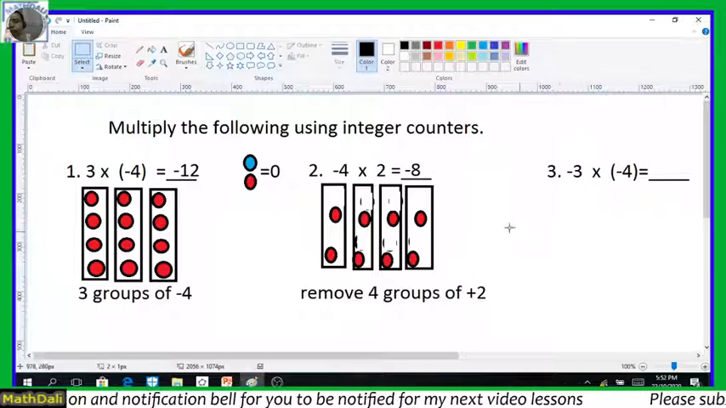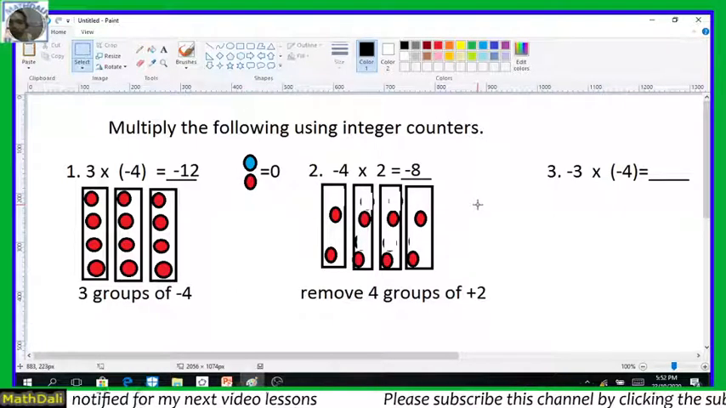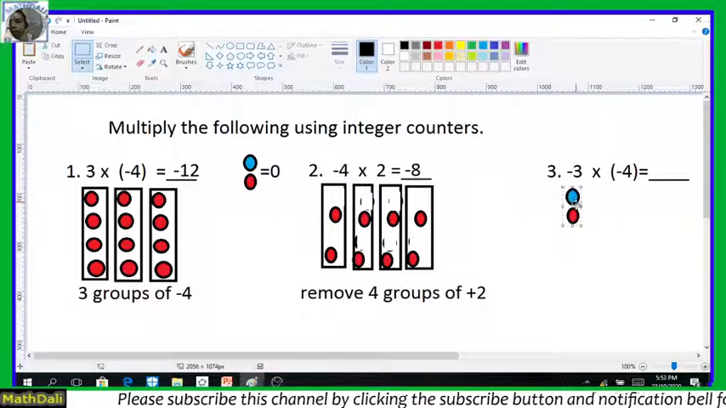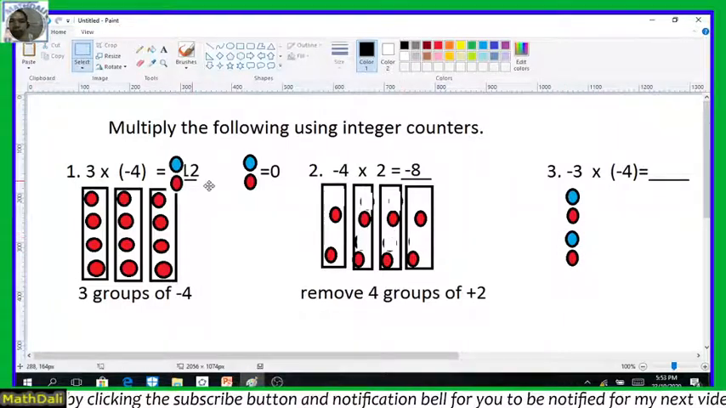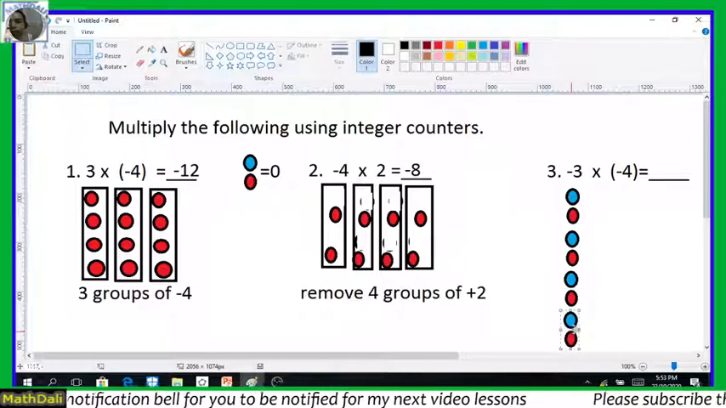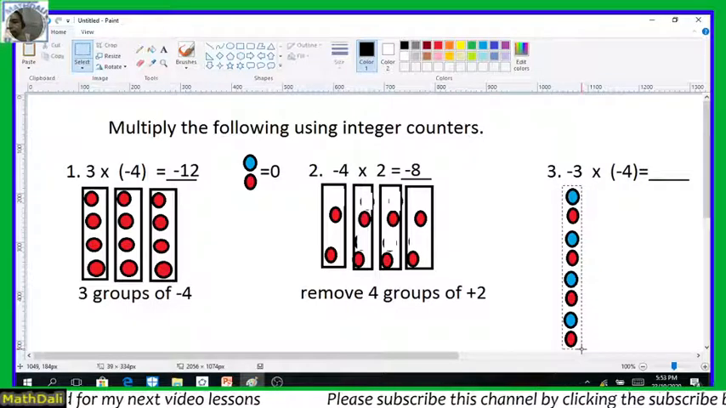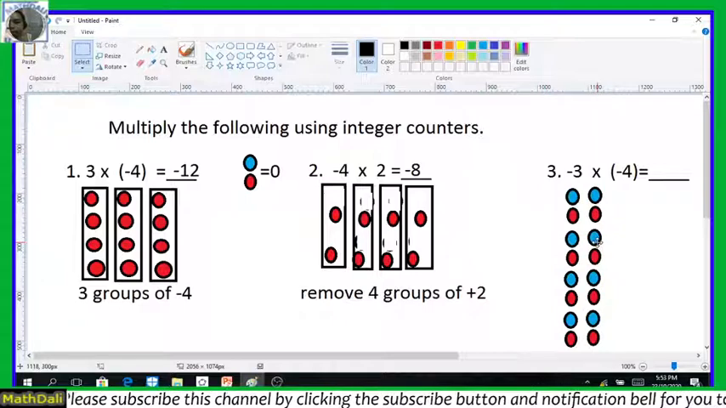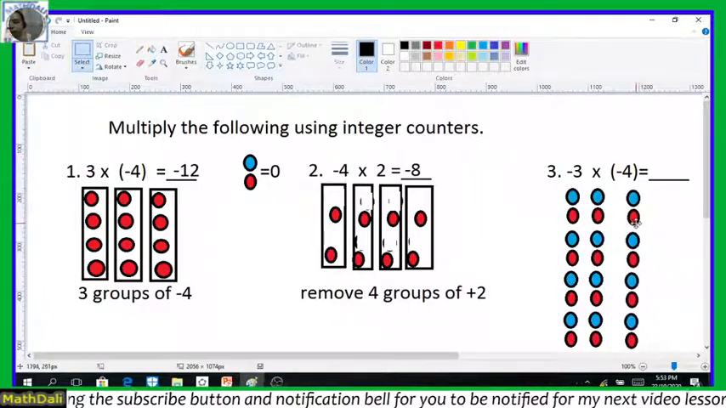So wala pa tayong i-remove. So gagawa muna tayo ng mga pairs ng positive and negative counters. Ilan yan? We have 3 groups. And so we have 1. Medyo mahaba ata to. 2, 3, and we have 4. Okay, so yan, kasya naman. Yan, 1 group. Another one, we have 2 groups. Then we have 3 groups. Ayan, so meron na tayong 3 groups dito.